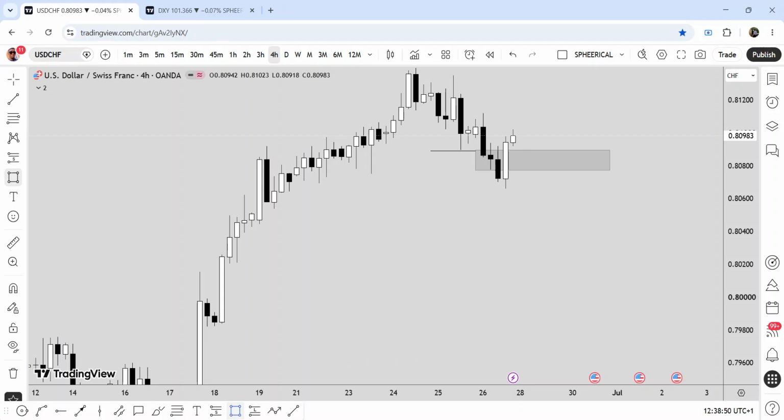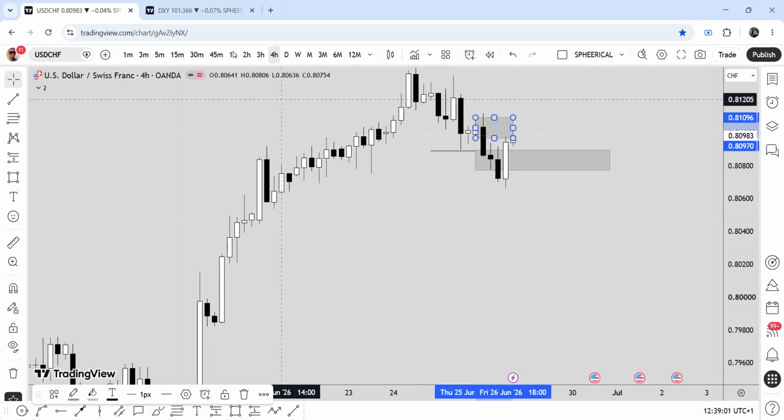And also I'm seeing the market reacting in this other block. So all these things are making me have a double mind.